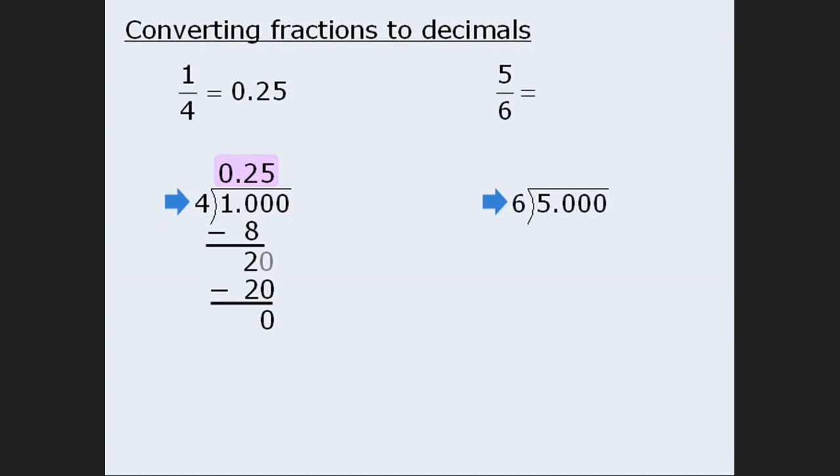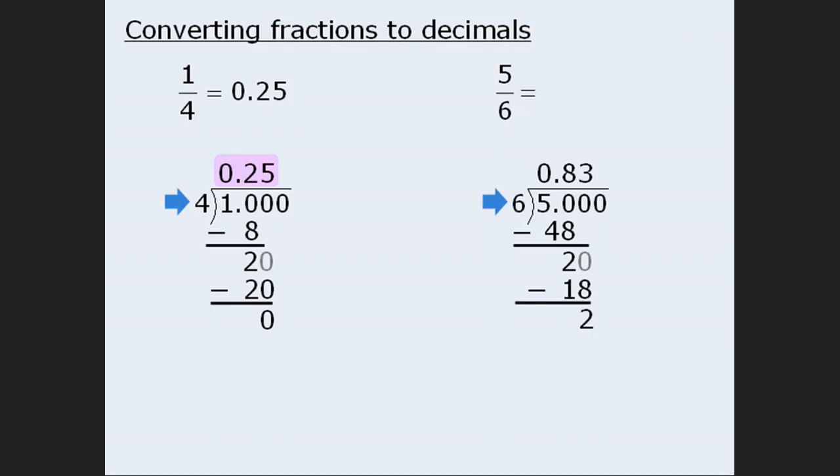into 5. When we do this, we see that 6 does not divide into 5, but it does divide into 50 8 times. So when we multiply 8 by 6, we get 48, which we subtract from 50 to get 2. At this point, when we drop a 0 down, we see that 6 divides into 20 3 times. So when we multiply 3 by 6, we get 18, which we subtract from 20 to get 2.